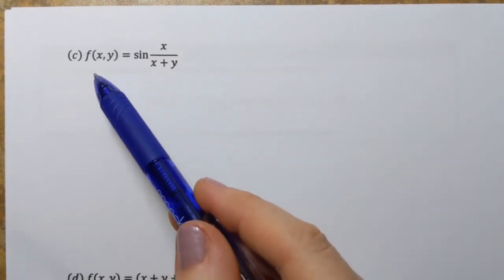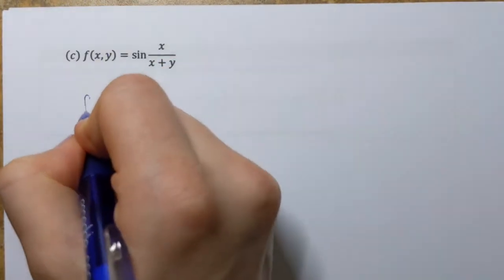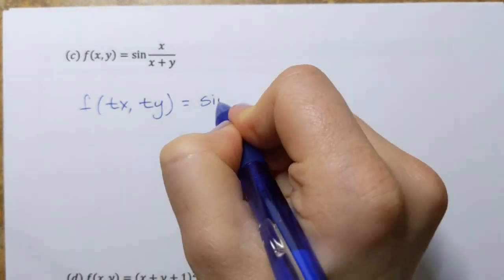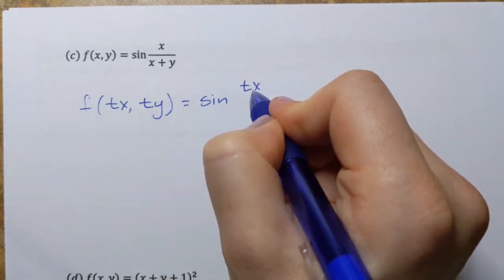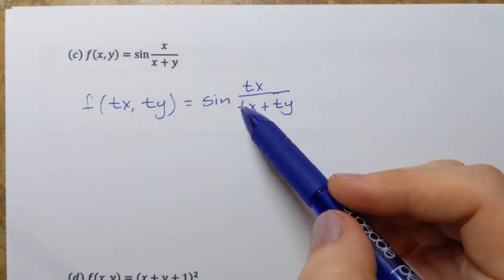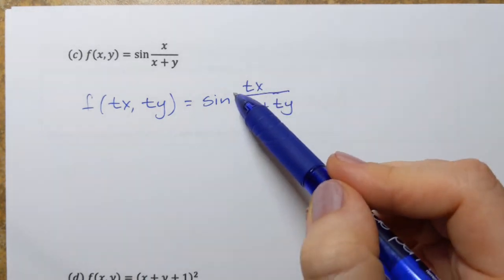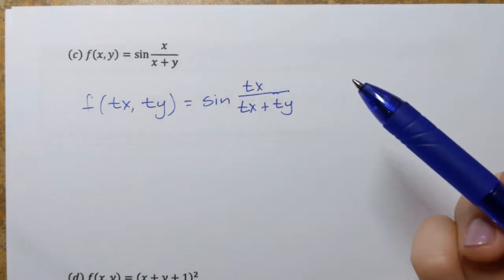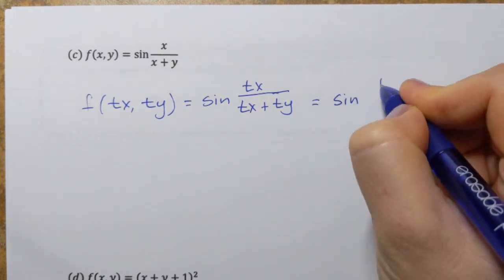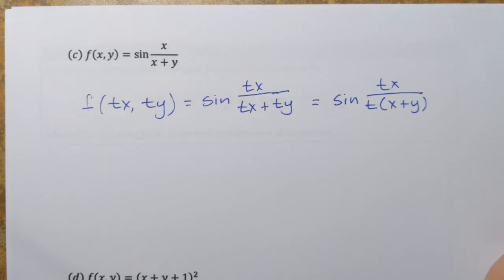Our next function is f of x y equals sine of x over x plus y. Let's obtain f of t x, t y. So it's going to be sine of t x in the numerator and then t x plus t y in the denominator. So first of all, since I'm dealing with the sine function, that expression will stay inside this function and all algebraic manipulations will happen inside the sine function. But let's see what we can do with that expression. Looks like in the denominator we can factor out t.